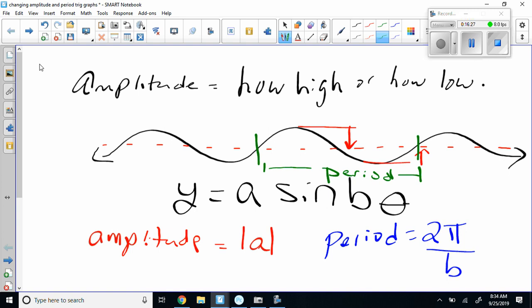You ready? Okay, so here's what we're going to do. You've got a piece of paper, right? So you've got number 1. There are 2 things I need for you to find on number 1, and that is the amplitude and the period. So find that now and come get a graphing calculator.